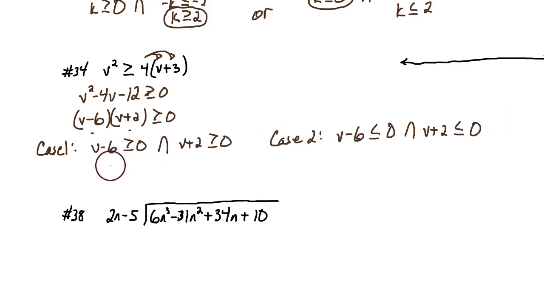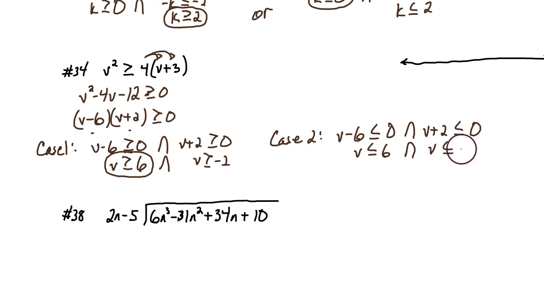I'll go back and solve these. This is v is greater than or equal to 6, and v is greater than or equal to negative 2. This can be summed up with the single expression, v is greater than or equal to 6. Now over here we get v is less than or equal to 6, and v is less than or equal to negative 2. This can be summed up with the single expression, v is less than or equal to negative 2. Now connecting case 1 and case 2 is the word or.